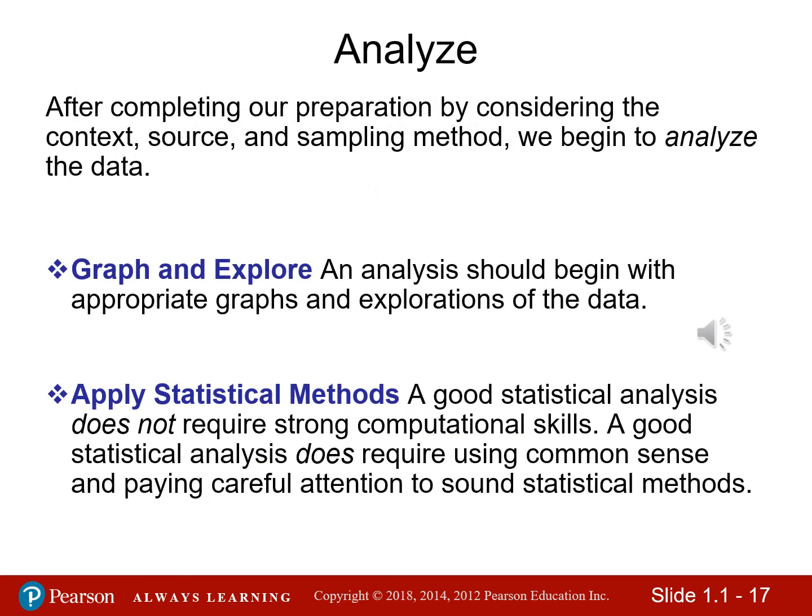Now that we've prepared our data and determined the goal of our study, we can begin to analyze our data. We can analyze our data with an appropriate graph of the data as well as an exploration of the data. We will discuss different types of graphs that we might use in the next chapter. Some of the graphs will include frequency distributions, histograms, scatter plots, correlations, and regressions. We will also want to complete a good and thorough statistical analysis. In this course, we will have access to tools that will help us develop our statistical analysis without requiring strong computational skills.